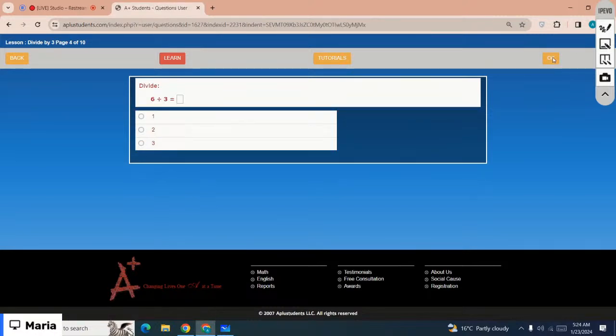Okay, the next one is 6 divided by 3. 3 times what number is 6? Yes, that is 3 times 2 is 6. The correct option is 2.